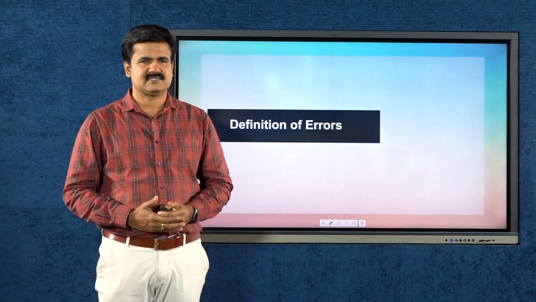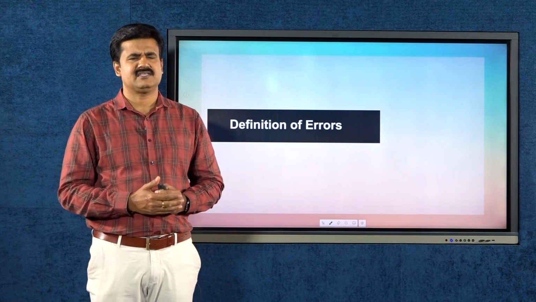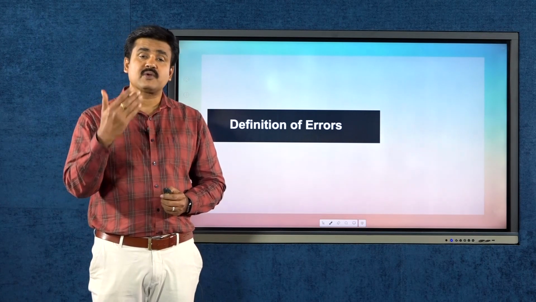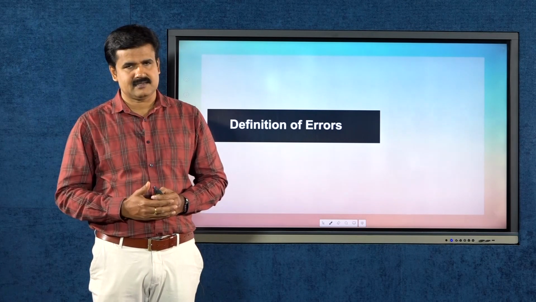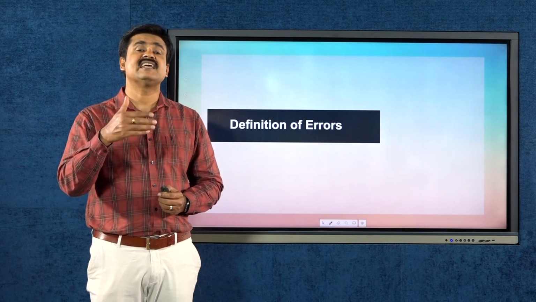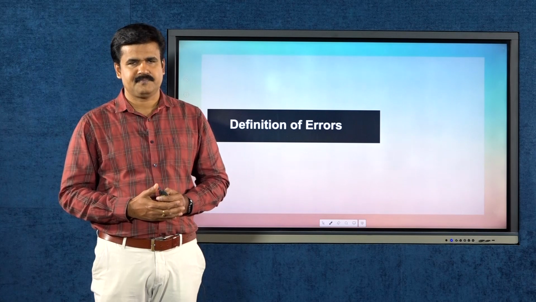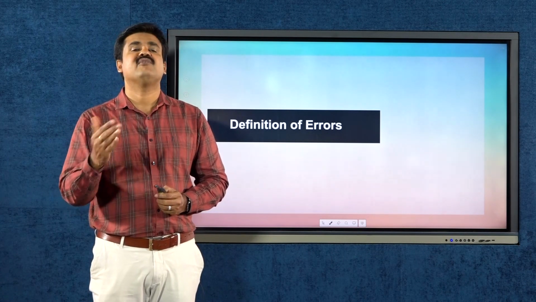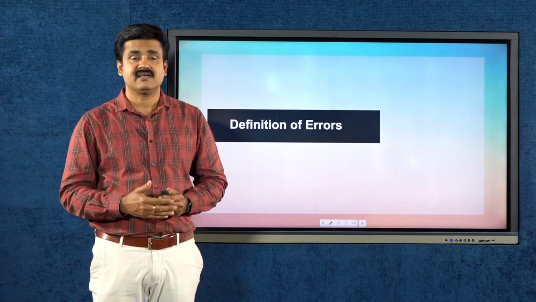First of all, we are discussing errors. Definition of errors. You are familiar with accuracy in analysis. An accurate measurement is associated with minimum error. That is, there is an inverse connectivity between error and accuracy. Higher the accuracy, lesser will be the error and vice versa. So, we can define error like this.